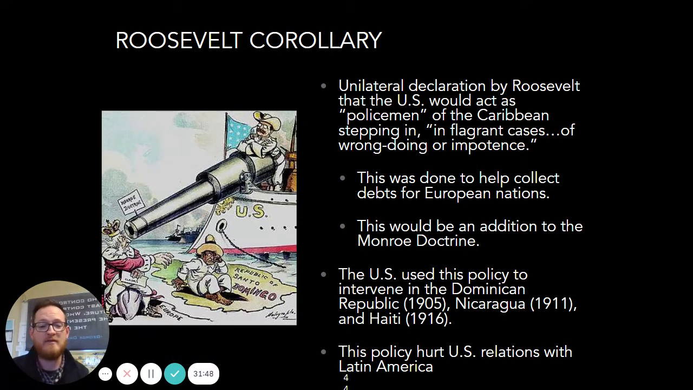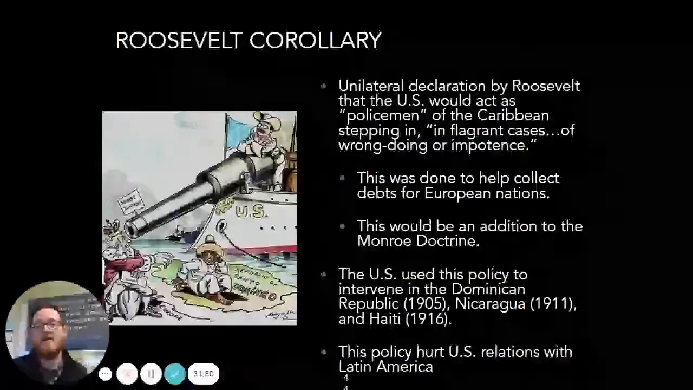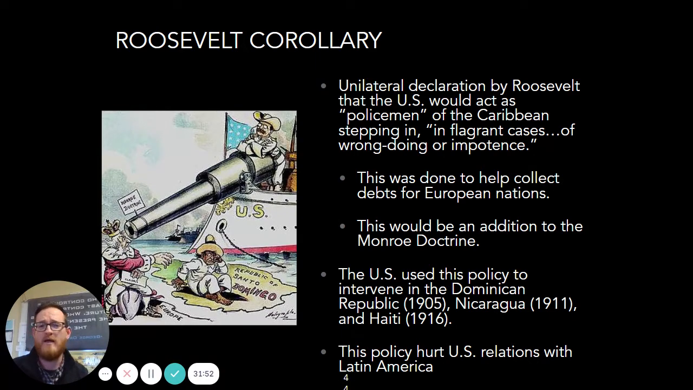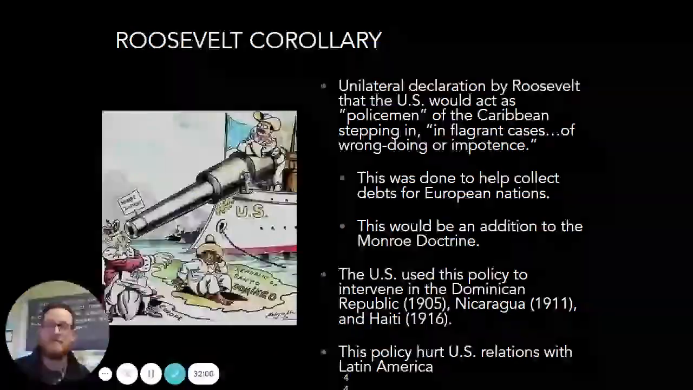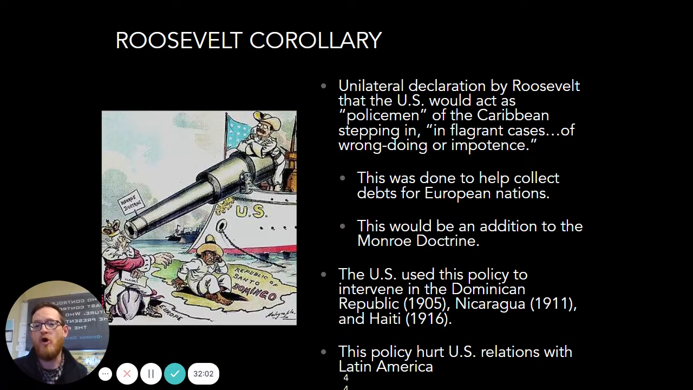Now, of course, this policy would hurt U.S. relations with Latin America, because Latin America felt like at this point, kind of our role was to strong arm them when European countries weren't doing what they wanted them to do. And eventually they felt like it would be used by the U.S. to have control over Latin American countries.